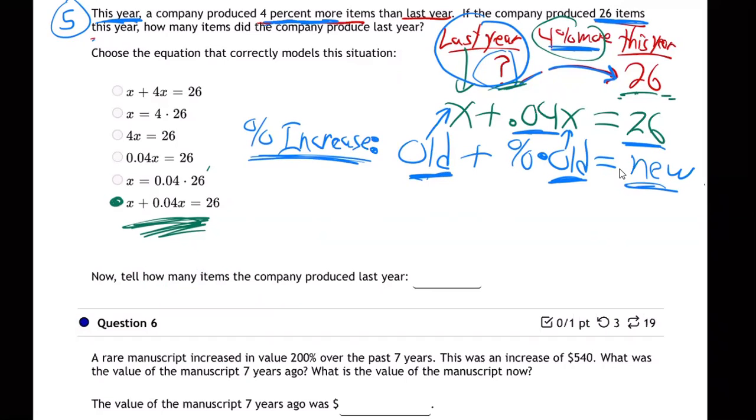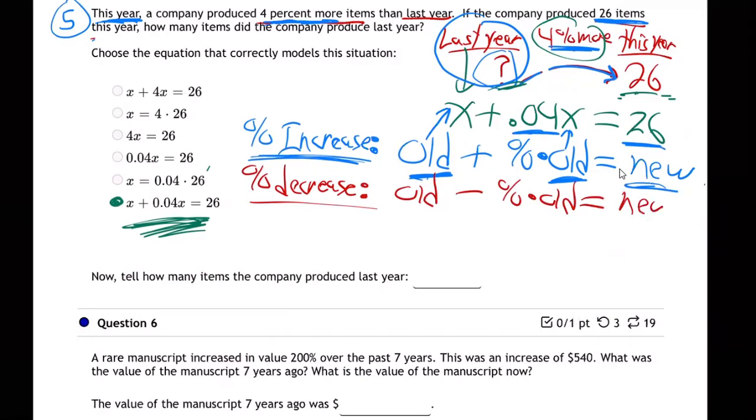And by the way, if they change it to decrease, because they'll do that sometimes too, they'll put something on sale or something like that, that'll be the old price minus a percentage times the old price. So it's the same formula. For decrease, it's minus. For increase, it's plus, because increasing adds and decreasing subtracts, of course. So there's the formula we need to use. There it is right there.